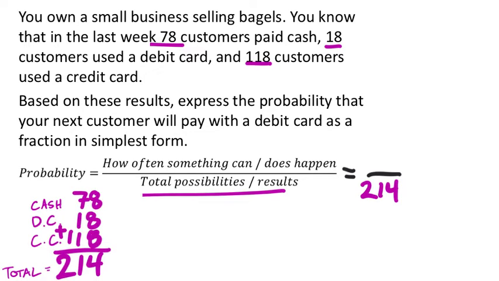Okay, well that's good. We now know the denominator, but what about the numerator? The numerator is based off of debit cards. And we know that for debit cards, there were 18 customers that paid with debit cards as seen in the problem. So how often does someone pay with a debit card? Well, there were 18 customers out of the 214.